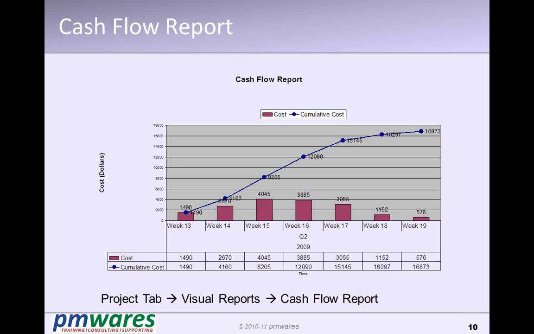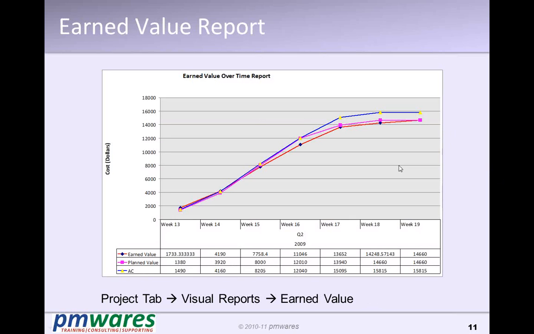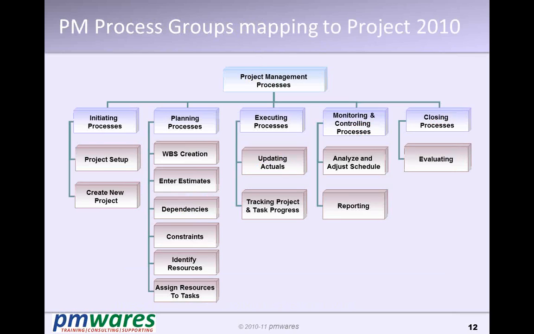This is the cash flow report. Right? This is the earned value report. And this is the same diagram which we saw in the beginning. It just shows that we have covered up all our scope.